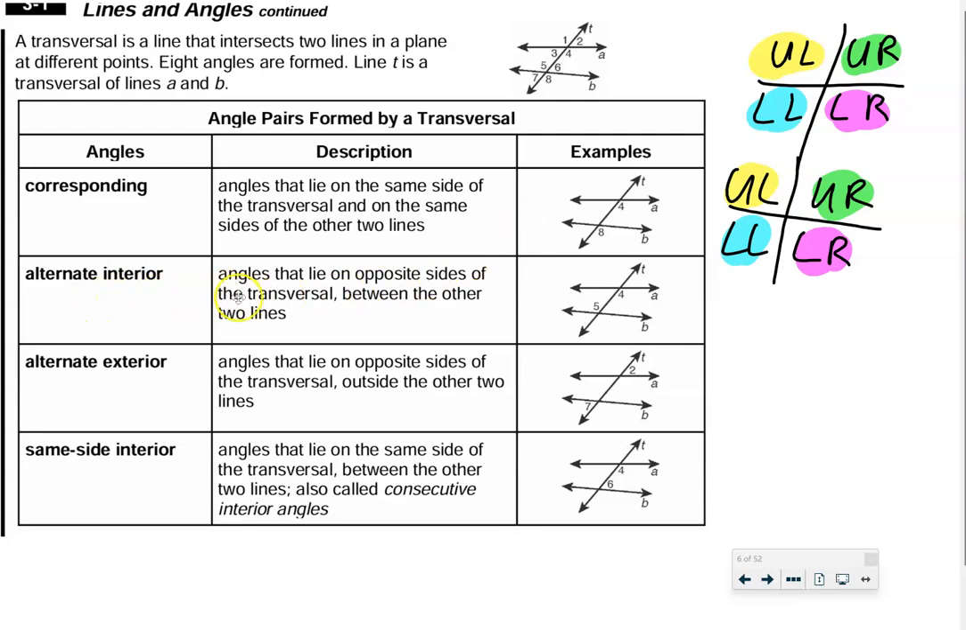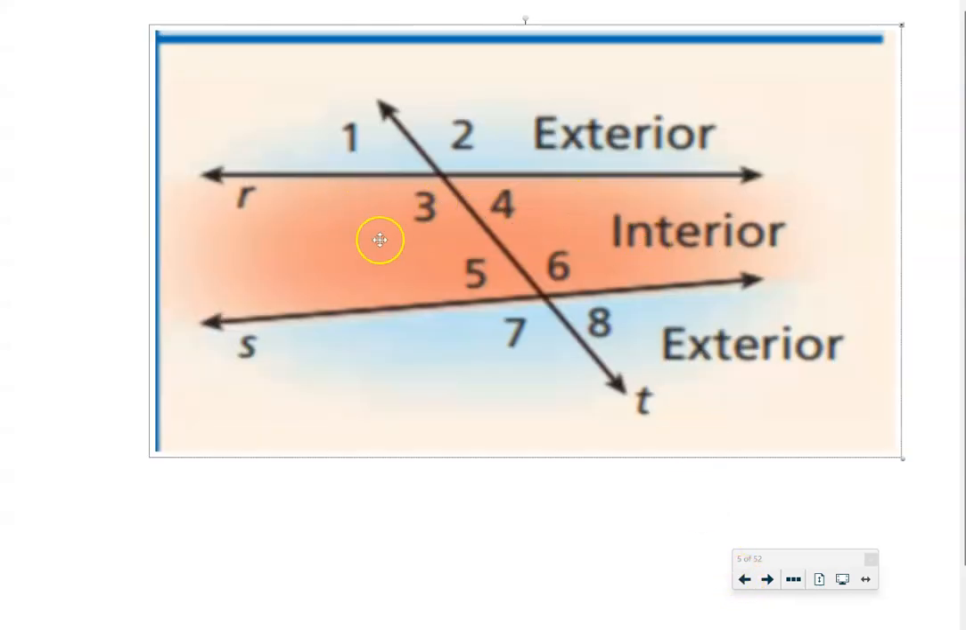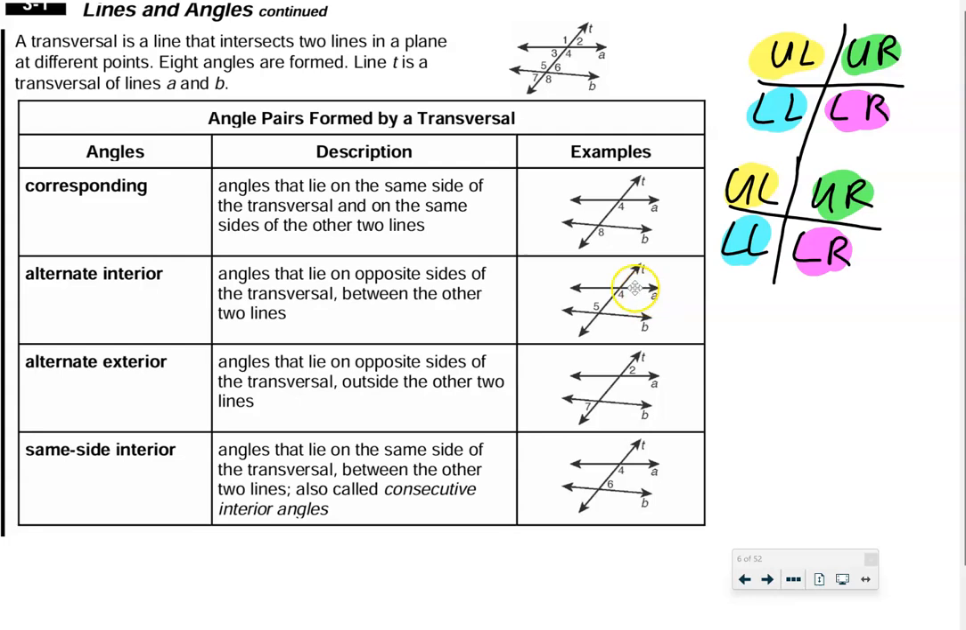Alternate interior, angles that lie on the opposite sides of the transversal between the other two lines. Okay, so you see how the 5 and the 4 are on the inside? Let me show you a quick picture of that. Here's interior, inside the two lines. Exterior being the blue, outside of the two lines. Okay, so on this one we have alternate interiors. They're inside, but they alternate. They go across the transversal.